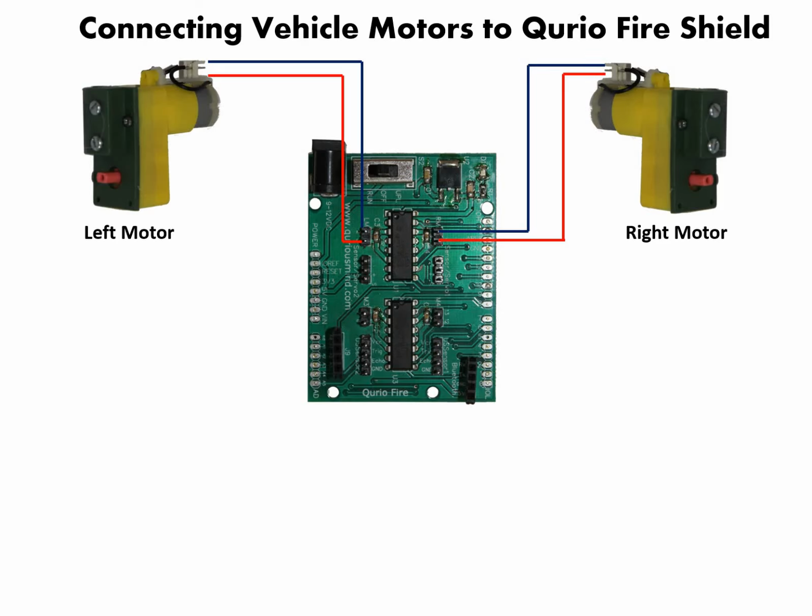If you have connected the left motor to LM and the right motor to RM on the Qurio Fire board and uploaded one simple program, in which the vehicle moves forward for 2 seconds and then stops, and when you try to run this program, there are four situations which may happen. So let's see those situations.